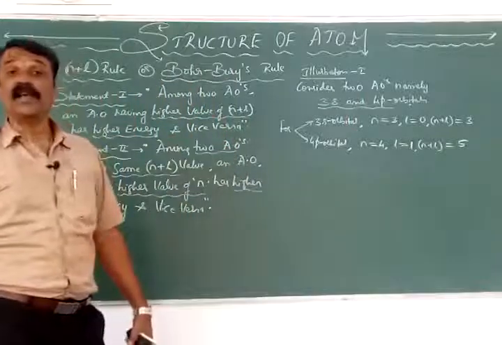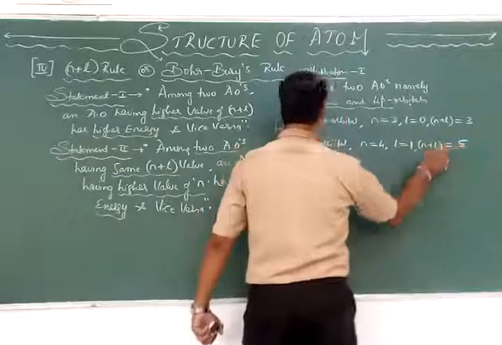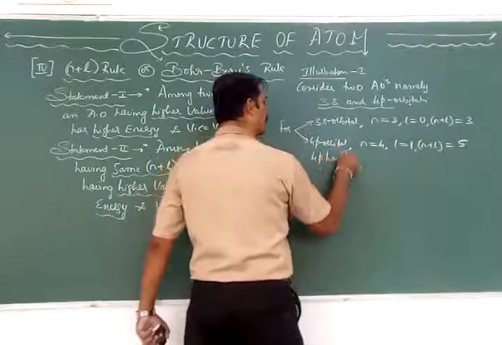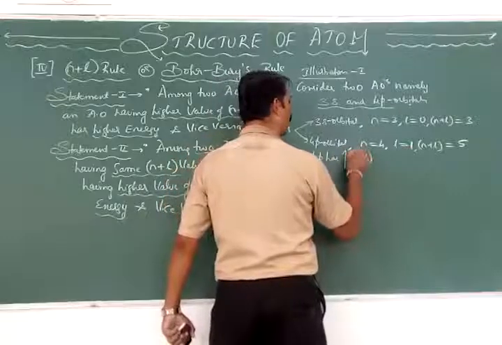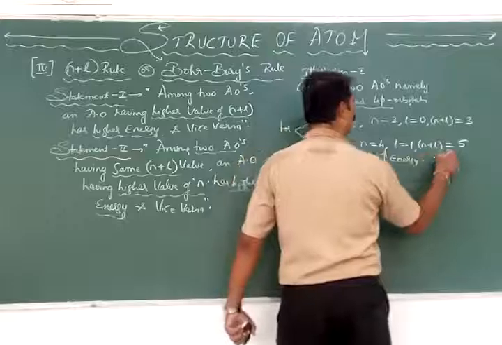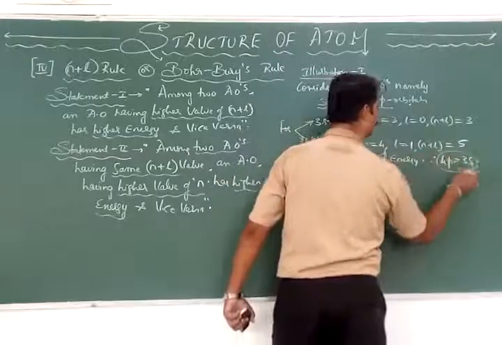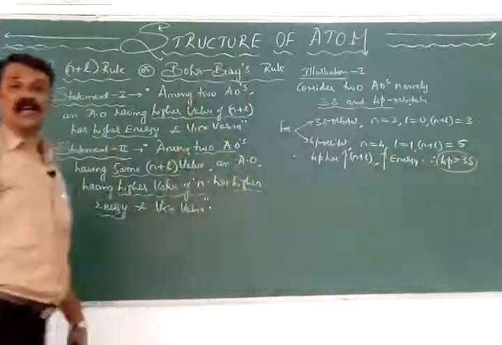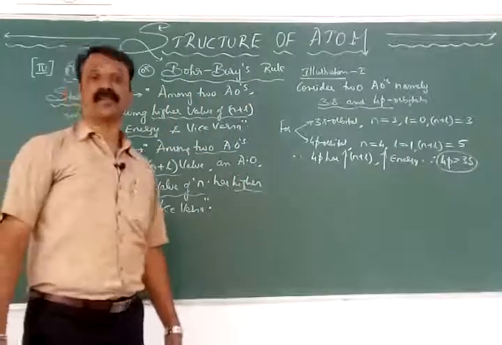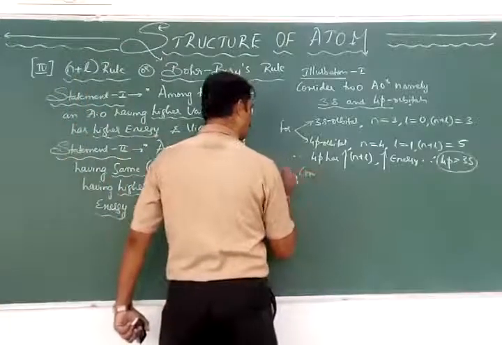Therefore, which has the higher energy here, or the higher N plus L value? The higher N plus L value is in the case of 4p. Therefore, 4p has a higher N plus L value, hence higher energy. Therefore, 4p is greater than 3s. 4p has the higher energy compared to the 3s. Let us consider the second illustration.